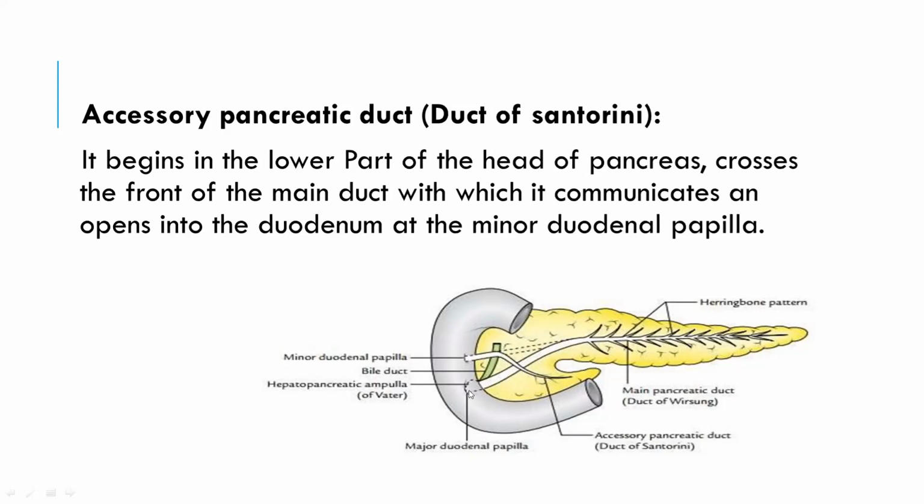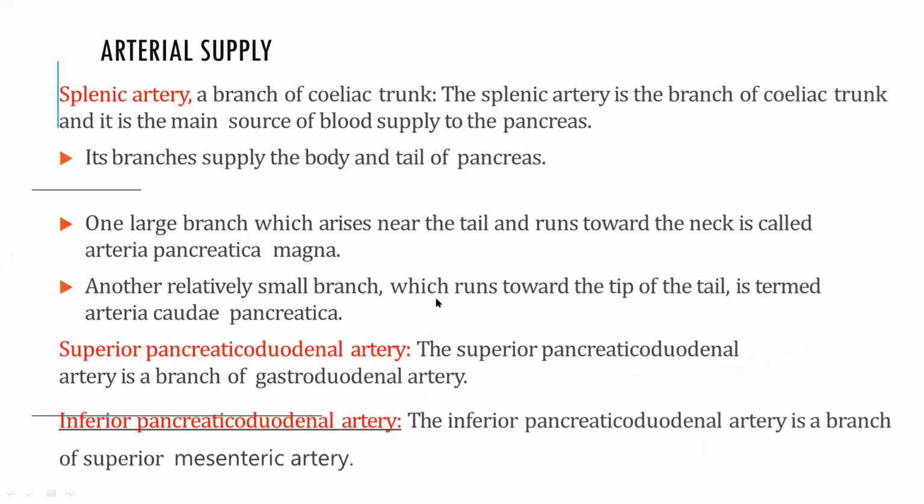So the main duct will be opening at the major duodenal papilla, whereas the accessory pancreatic duct will be opening into the duodenum at the minor duodenal papilla. And then the arterial supply concerning the pancreas. The main one is the splenic artery, which is a branch of the celiac trunk, and it is the main source of blood supply to the pancreas.